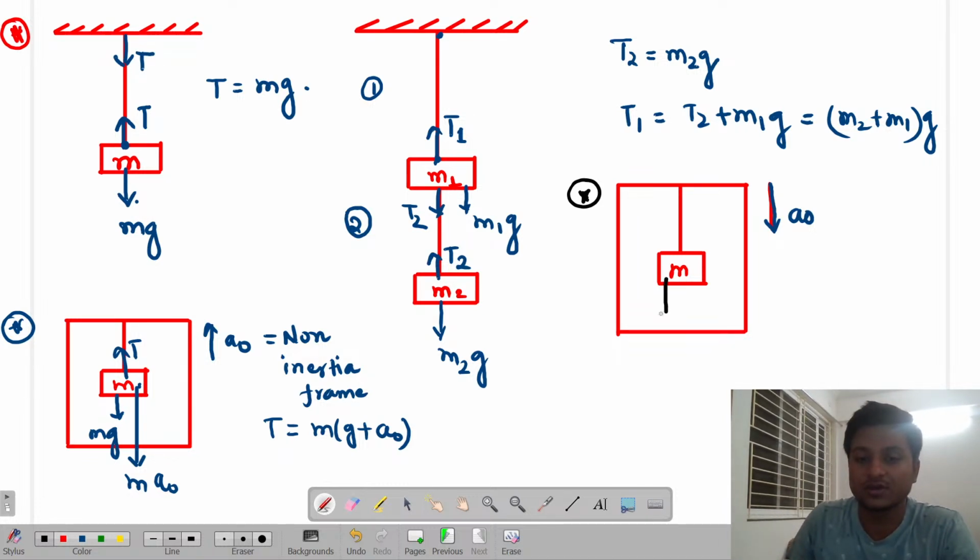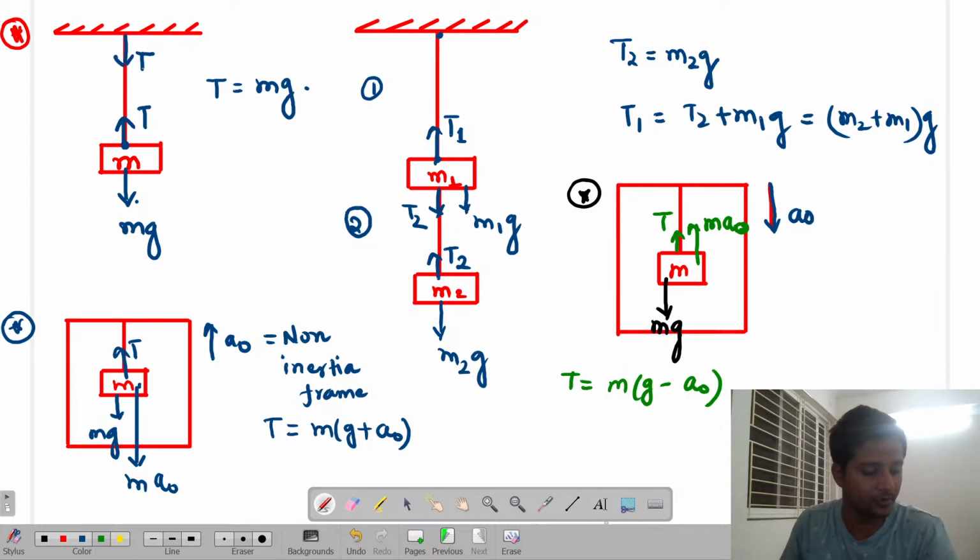Yeah, so you have to take into first consideration of mg now. So the pseudo force, as the lift is going downwards, the pseudo force will be upwards, which will be m a naught, isn't it? The tension T in the upward direction. So T is equal to once again how much? mg minus, sorry, one minute. This will be how much? mg minus m a naught. Are you able to get me or not?